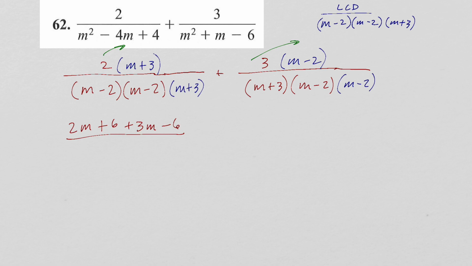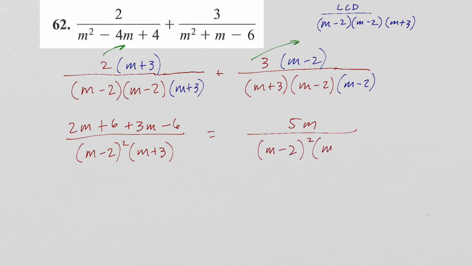And just to save space, I'm going to write this as m minus 2 squared times m plus 3, although you could have written it out like this as well. Now, plus 6 and minus 6 go away, and 2m plus 3m is 5m over m minus 2 squared times m plus 3. And nothing can cancel here, so that's our final answer. And that's it.